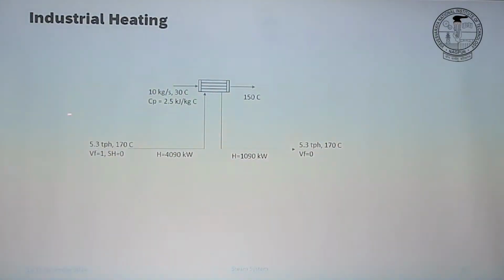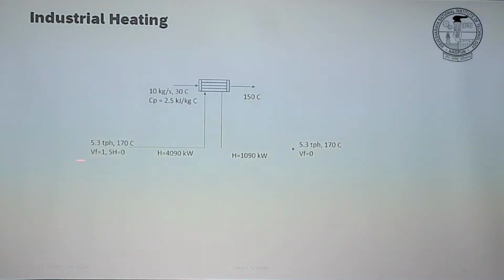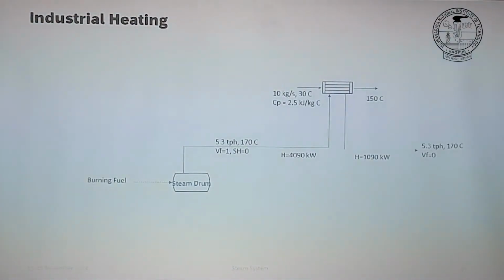So what we have so far: we started here, we know we need 3,000 kilowatt of duty to be supplied. Then we calculated that 5.3 tons per hour of steam is required. We go from point A to point B, what we saw in the first temperature-enthalpy curve, thereby extracting 3,000 kilowatt of energy.